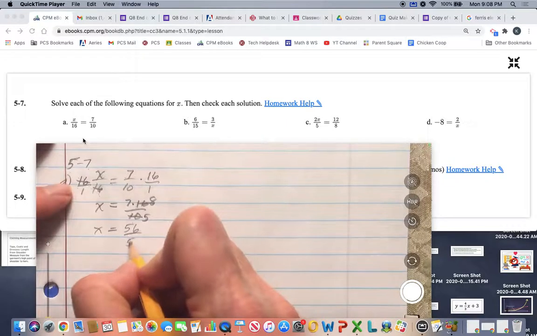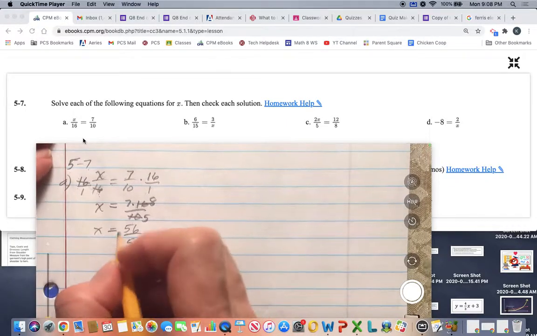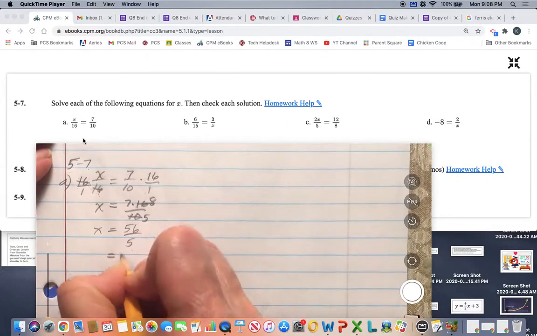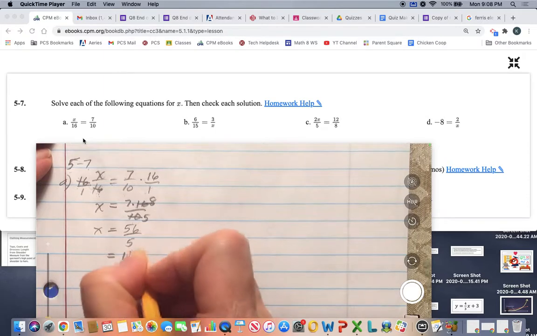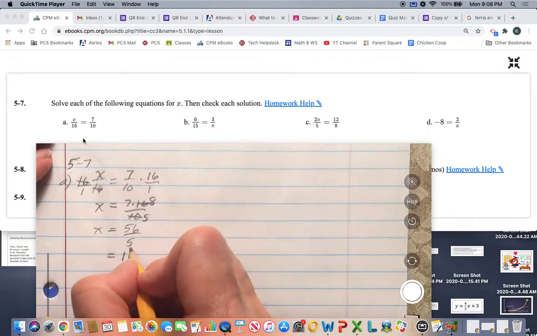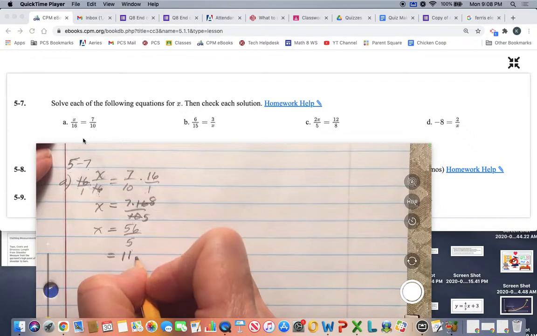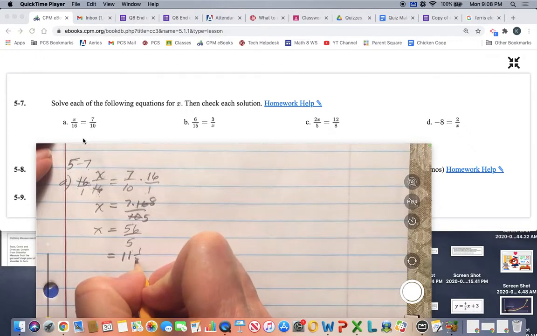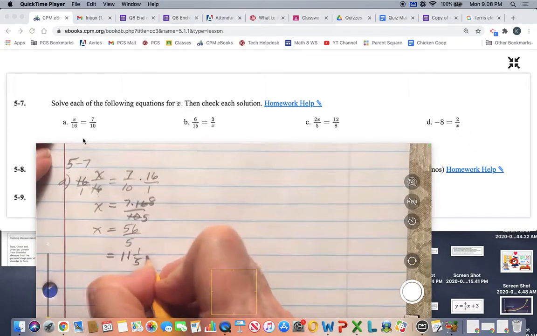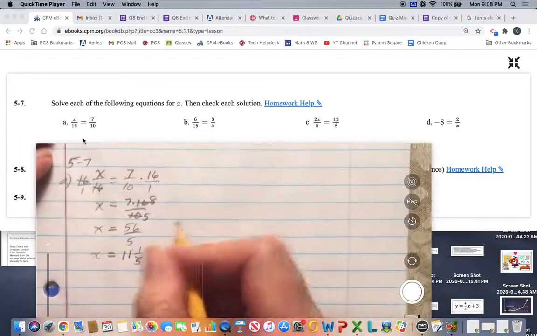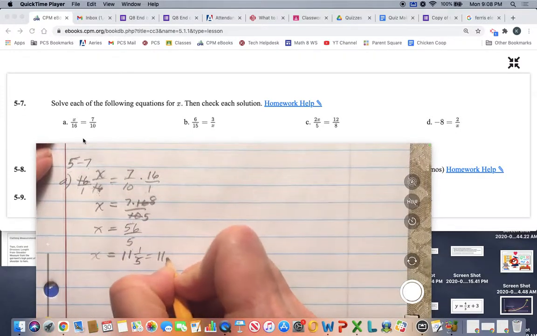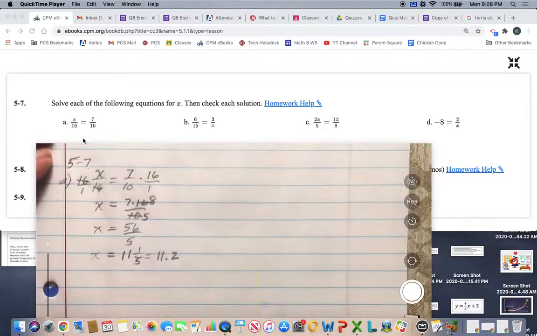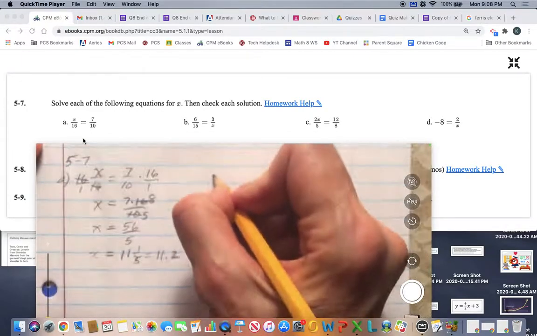And if we divide 5 into 56, it will go in 11 times, and then we'll have 1/5 left over. And that's also equal to the decimal version, which is 11.2. All right, so that's A.